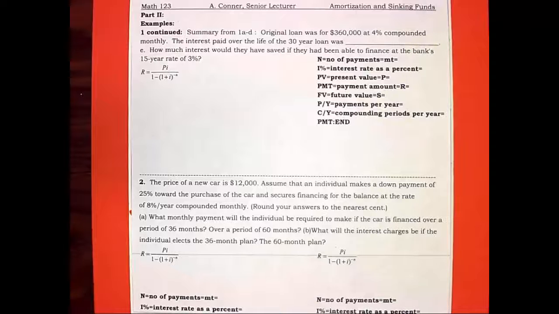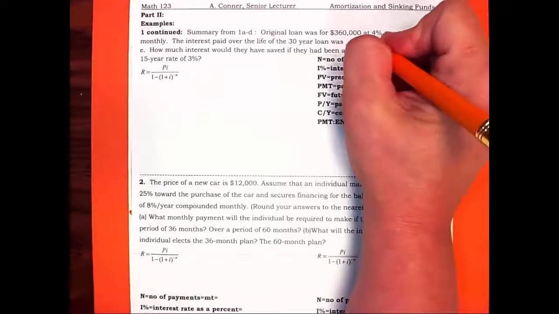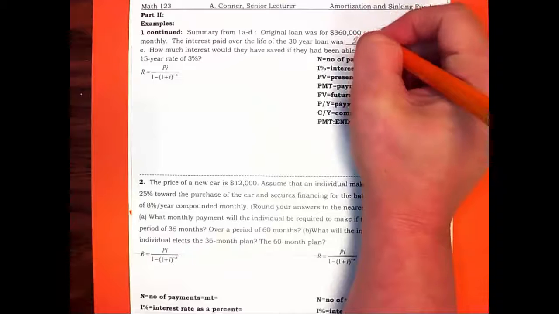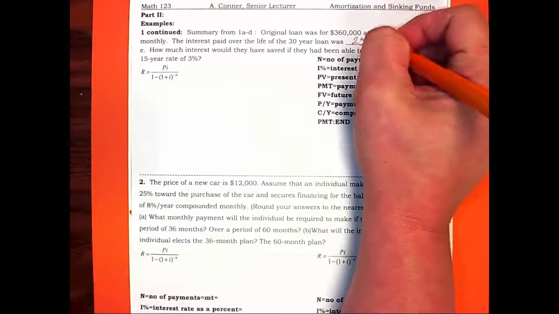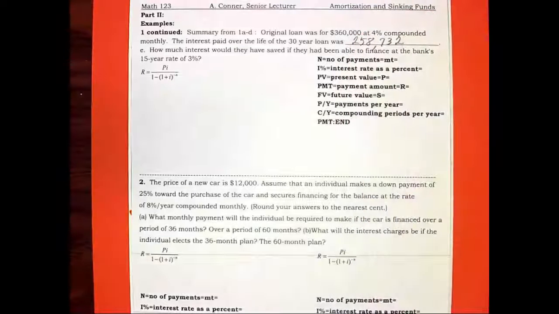Continuing with example 1, we had the interest from the 30-year loan as $258,732. We're going to explore what might happen and how much interest we might be able to save if we had been able to take advantage of the bank's 15-year rate, which was only 3%. Now, of course, that's going to increase our payment quite a bit because we're going from 30 years to 15 years, but we are also going to be saving a lot in interest with that 1% decrease.